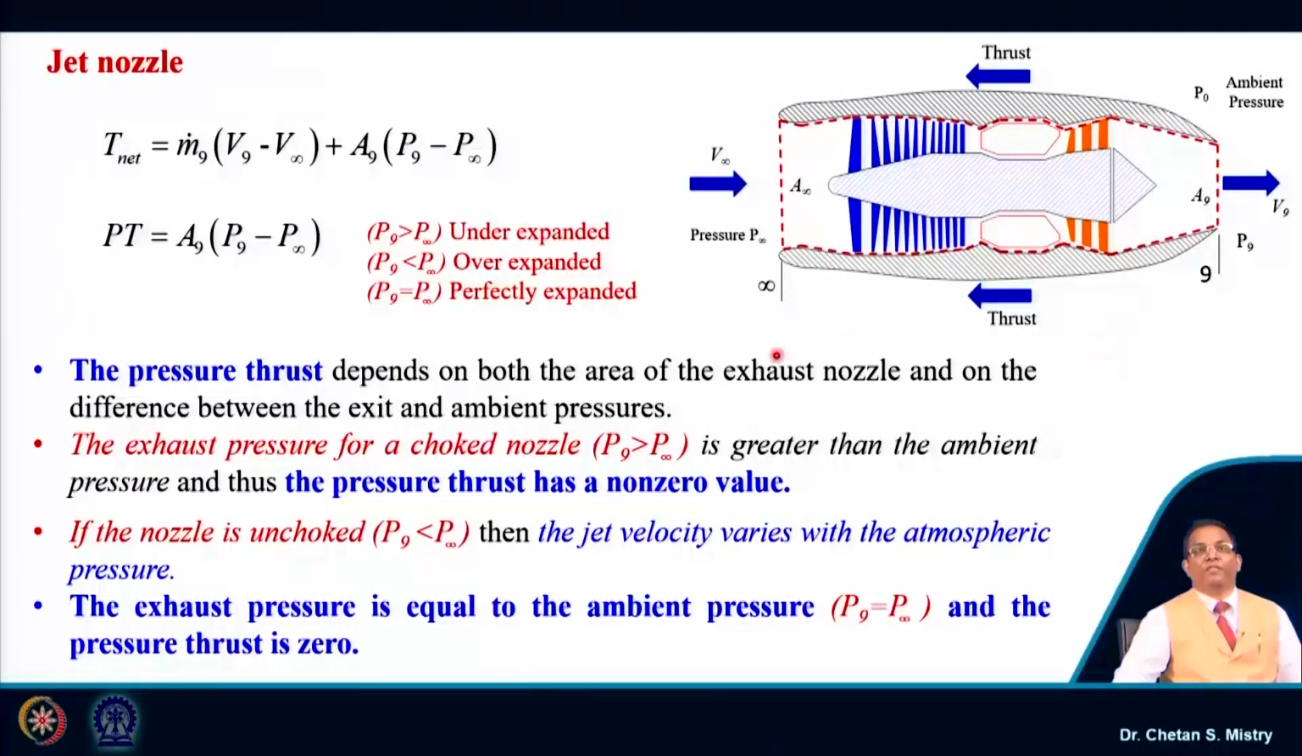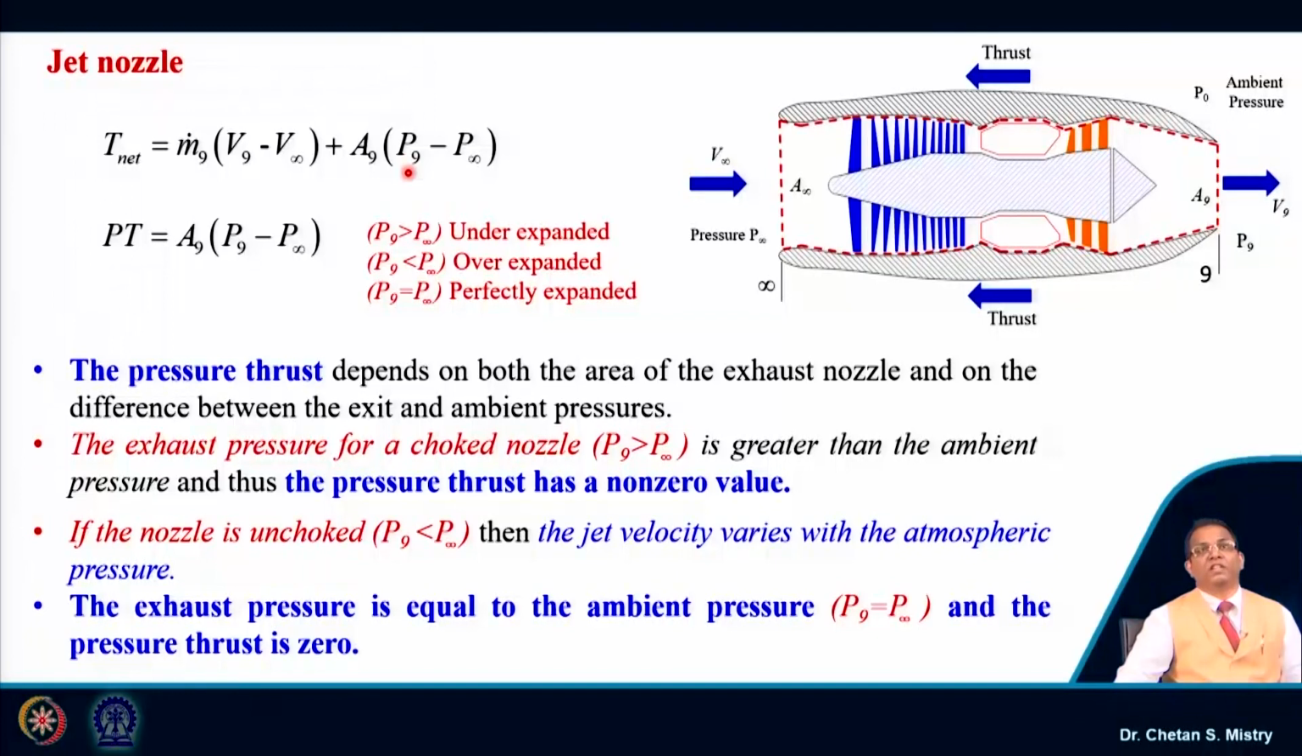Now, when the exhaust pressure is greater than my ambient pressure, we can say that scenario is my choked nozzle condition. Under this condition, my pressure term P9 will be greater, which means my pressure thrust will be non-zero valued, it will have some magnitude. So, you can understand that if we would like to increase our thrust, we need a scenario where our nozzle is choked. If we are choking our nozzle, we are increasing our thrust by increasing the pressure thrust.